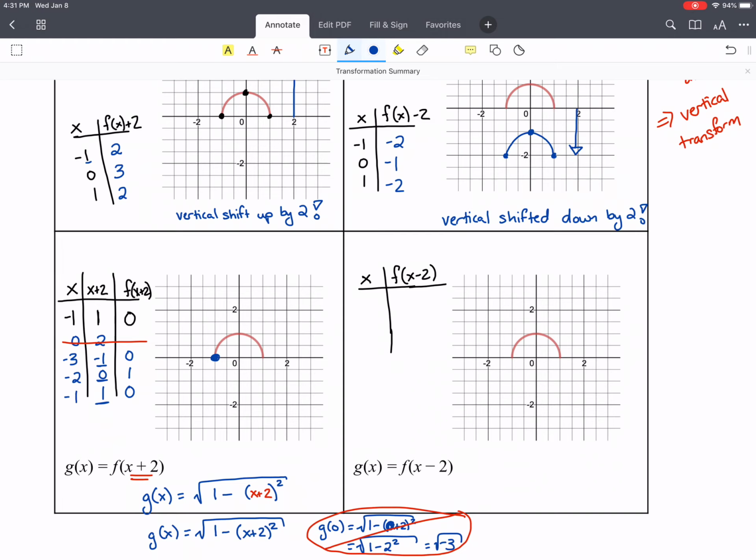So in some sense, what just happened was all of my x values shifted to the left by 2 for the same outputs. So let's graph that. At negative 3, I get 0. At negative 2, I get 1. And now we can see on the graph that my function has shifted to the left by 2.